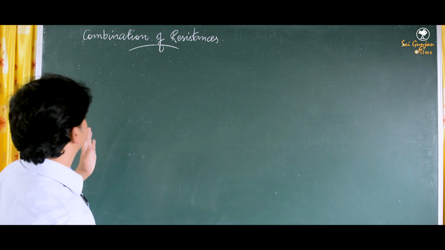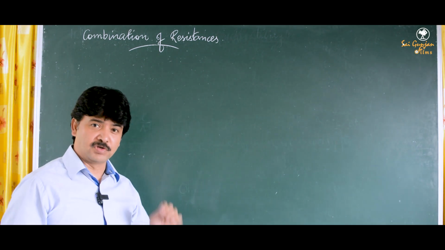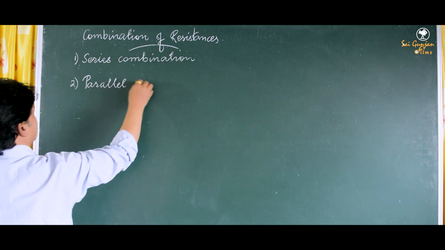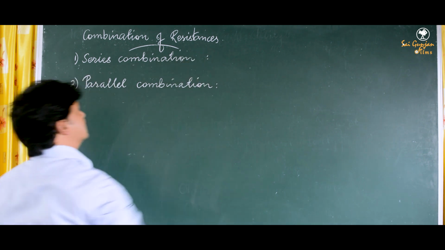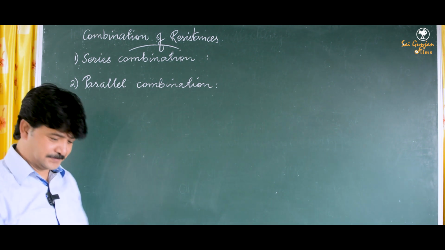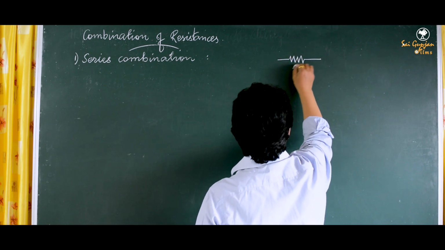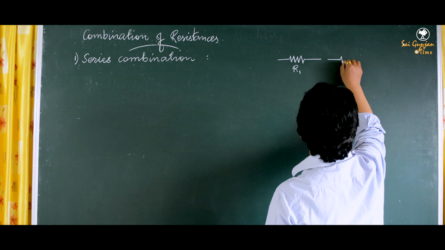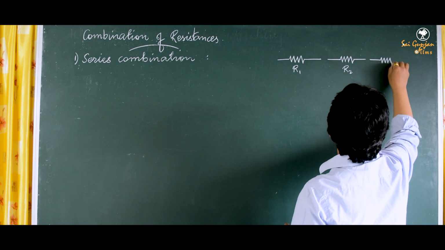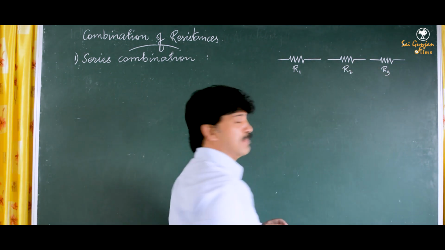Now let's see the different types of combination of resistances. The two main types of combination of resistances are these, so these are the two types of combination. Now let's take them one by one. Let's suppose that this is a resistance of value R1, this is another resistance of value R2, and this is a resistance of value R3. There, as you can see, they are not combined at all.